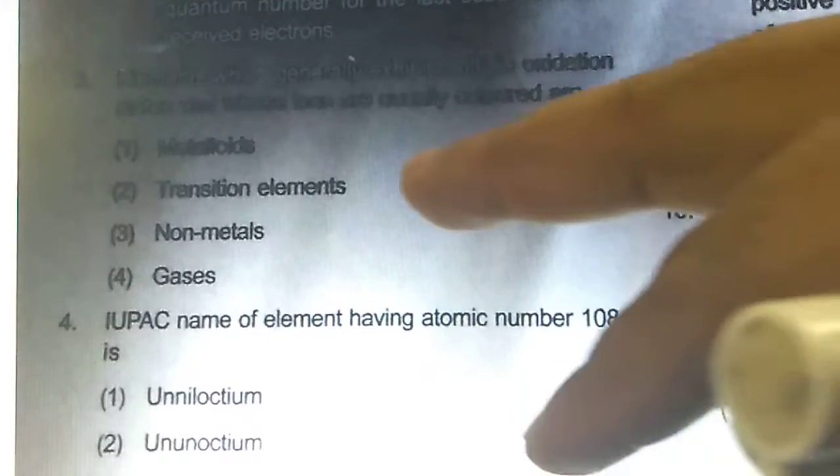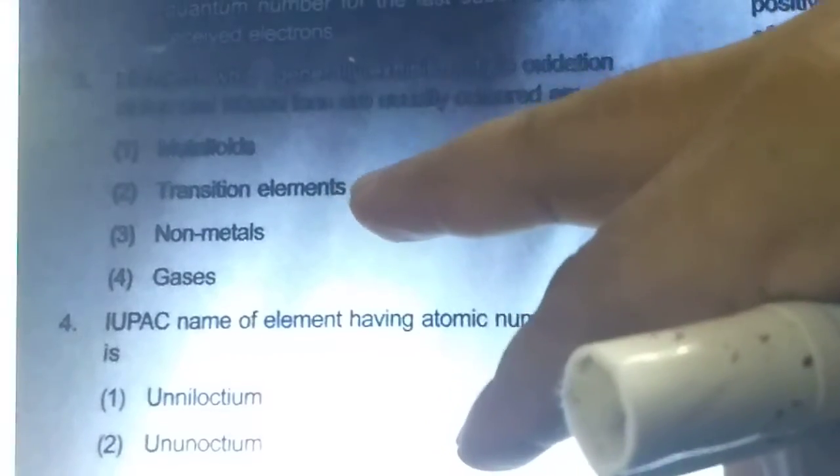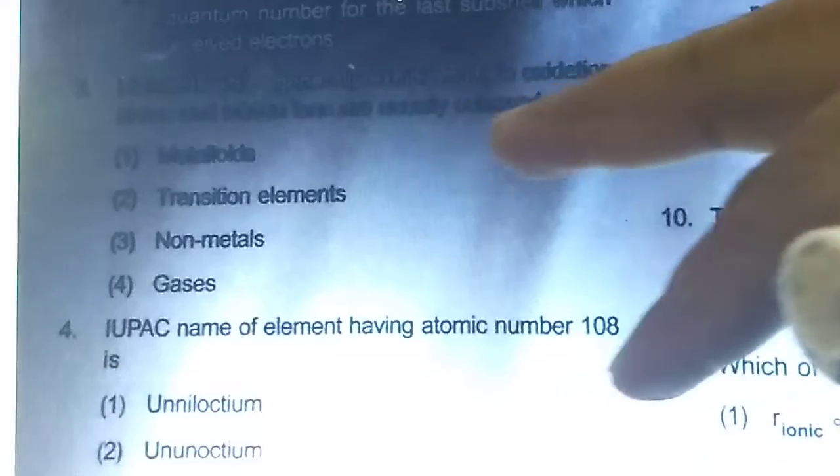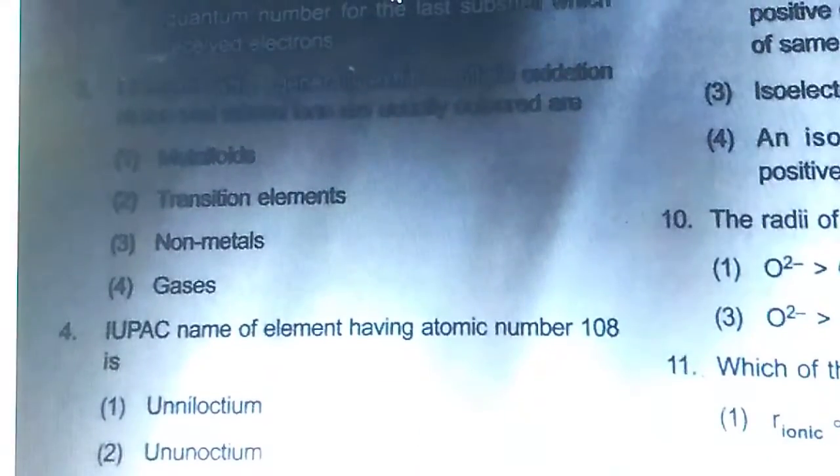So our correct answer will be, student, option number 2. The elements which generally exhibit multiple oxidation states and whose ions are usually colored are transition elements.